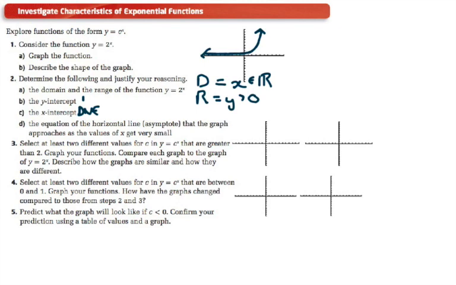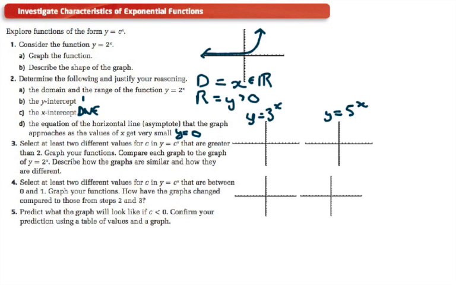The equation of the horizontal asymptote, that is the x-axis, that would be y equals 0. And those four characteristics in question 2 will be the same for all exponential functions. So now question 3, select two different values. Just for example, we'll take y equals 3 to the x and y equals 5 to the x.